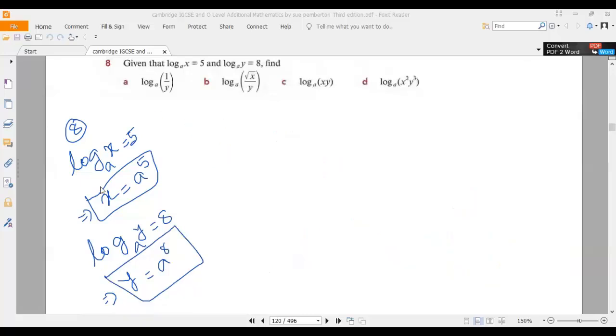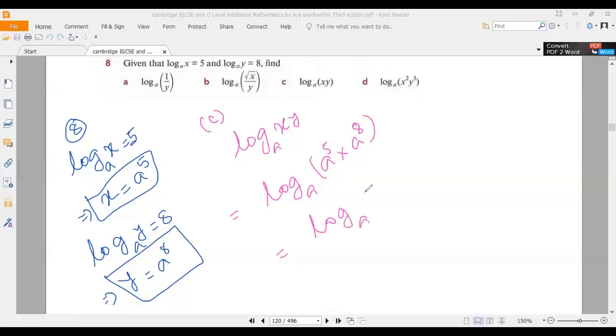Now number C. Number C says log base a of x y. What is the value of x? a to the power 5. What is the value of y? a to the power 8. So we can write log base a of a to the power, since there is a multiplication sign, we have to add the powers, a to the power 5 plus 8. A to the power 5 plus 8 will be 13.